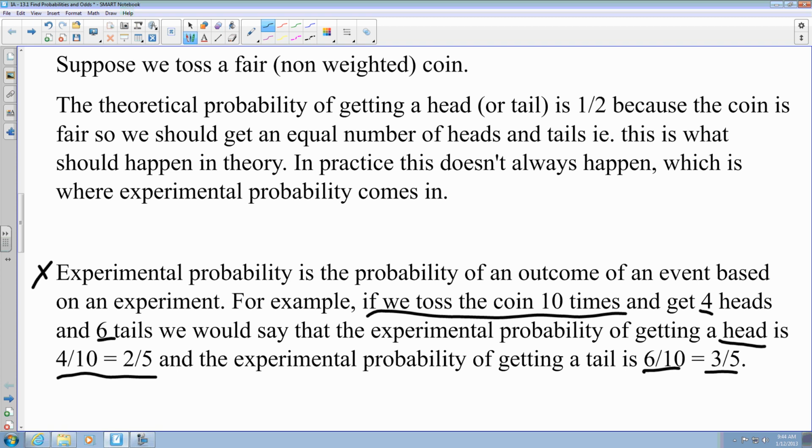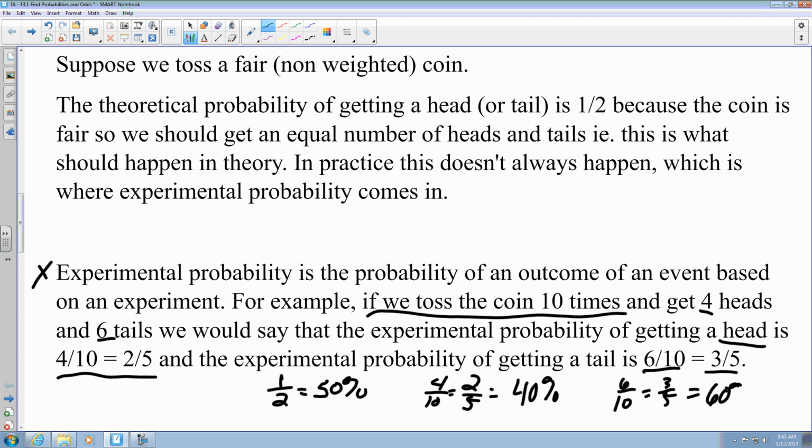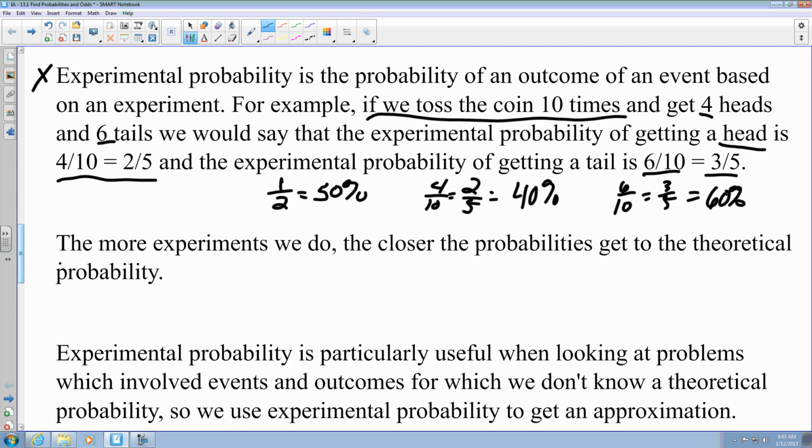And remember that 1/2 equals 50%. Well, 4 over 10, or if you reduce it to 2 over 5, equals 40%. And the 6 of 10, which reduces to 3/5, gave us a 60%. So it wasn't exactly 50% in the statistic, but they do say that the more experiments we do, the closer the probabilities get to the theoretical probability.